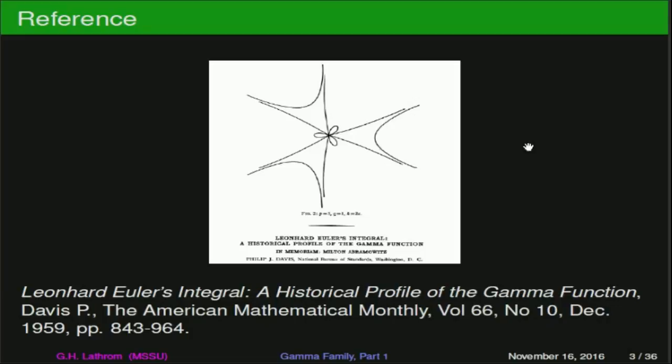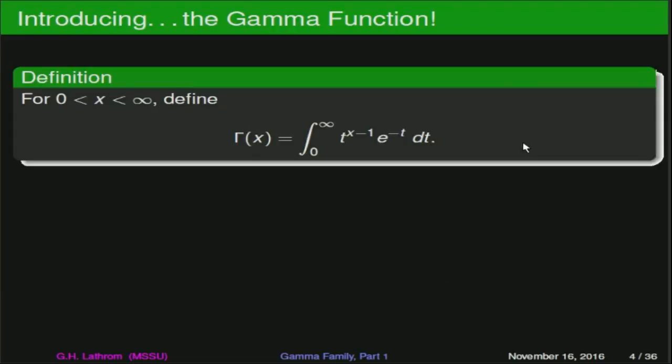So now, introducing the gamma function. The definition of the gamma function: if we let x be any positive real number, then we define gamma of x to be the integral from 0 up to infinity of t to the x minus 1 times e to the negative t dt.